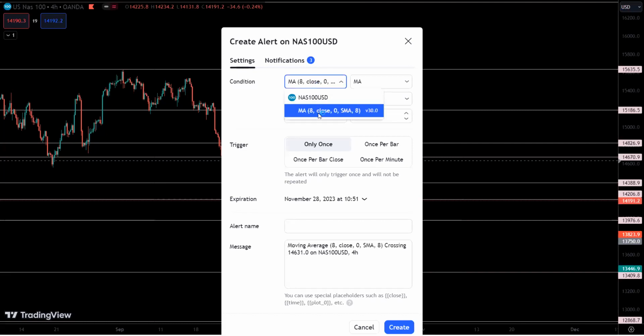I forgot how I had set this up before, because I believe you can set up your type of trading styles or conditions that you use. So this says MA, close, 0 SMA. Let's see, value. I can change it to smoothing line.